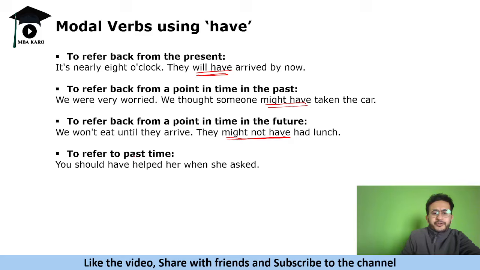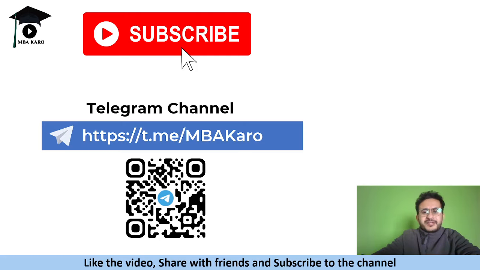So, to refer to past time, whenever you talk about the past, we use have. Like you should have helped her when she asked. So these are different uses of modals. Like you understand what a modal verb is through this, and also some test cases where these are used, and where should be used, must be used.